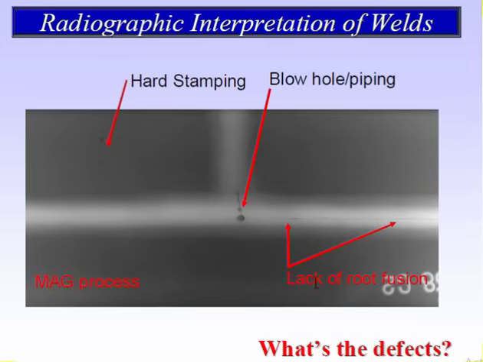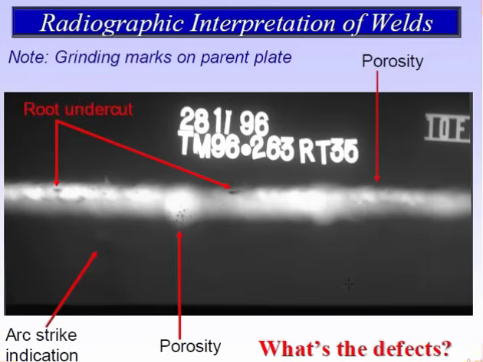And this is, already discussed, lack of root fusion. You see the lack of root fusion, it is not from here to here, the root has not fused properly. So the black mark, you can see the one thin black mark here in the image. Grinding marks on the parent plate. The porosity, you can see here. This is the parent plate, the porosity is here.